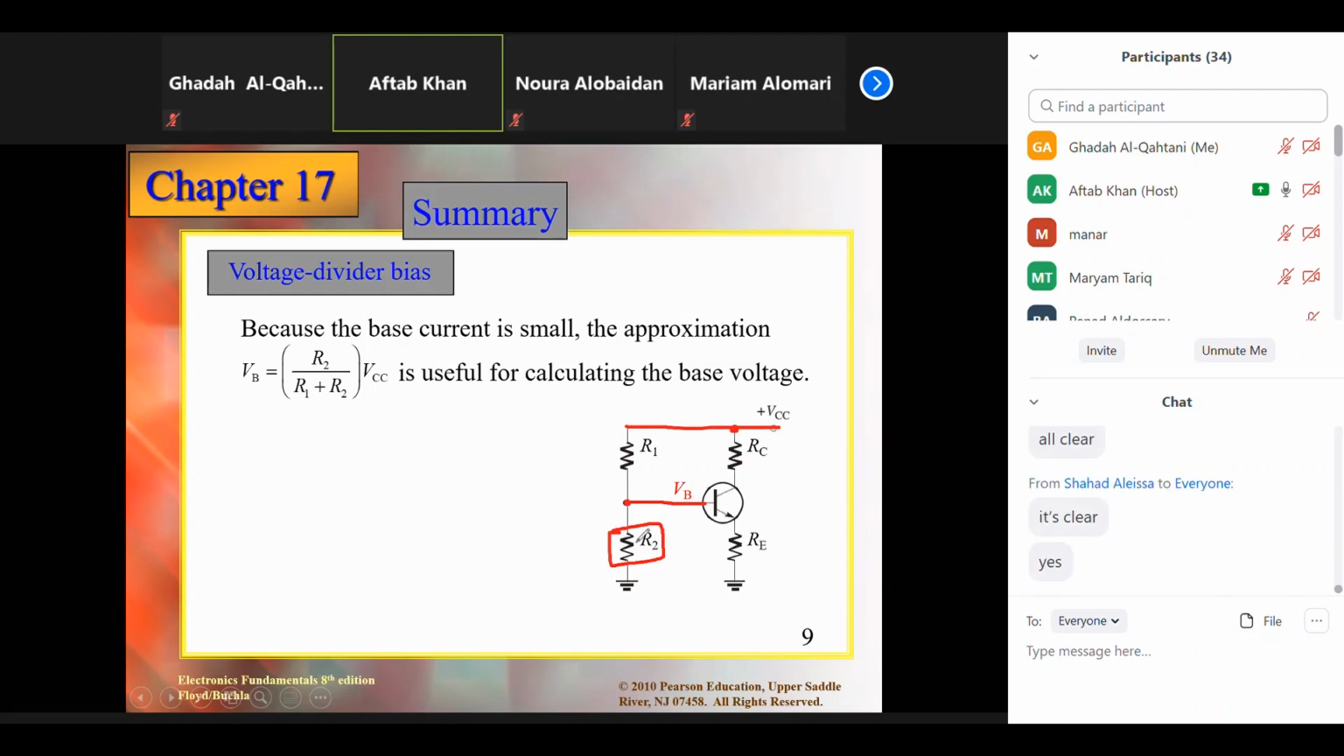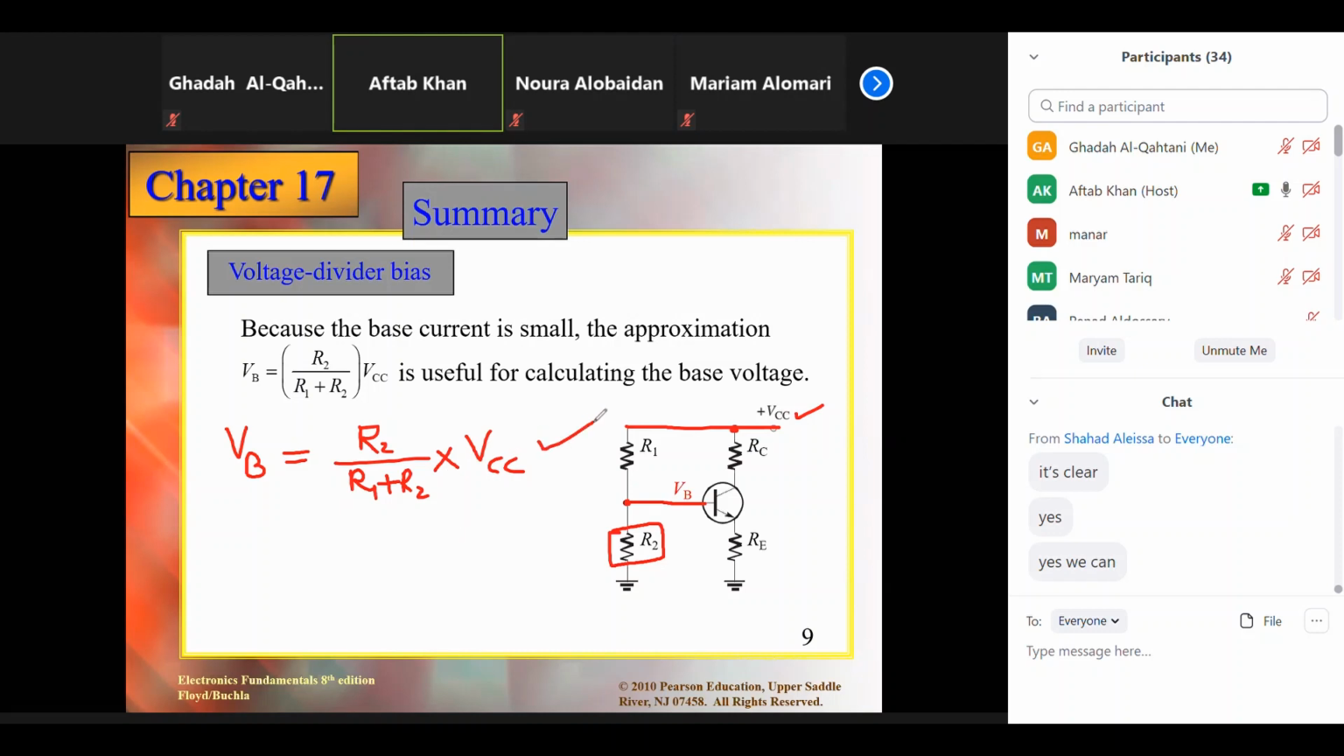And girls, can we apply the voltage divider rule here in order to calculate VB? The voltage divider rule says R2 over R1 plus R2 multiplied by the total applied voltage. This is the total voltage we are applying to this combination. So this is the VB actually. This is so easy. Whenever this type of question is given, R1, R2 and VCC, RC, RE will be given to us. I can quickly calculate VB.